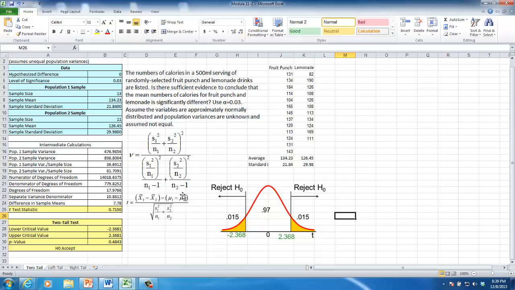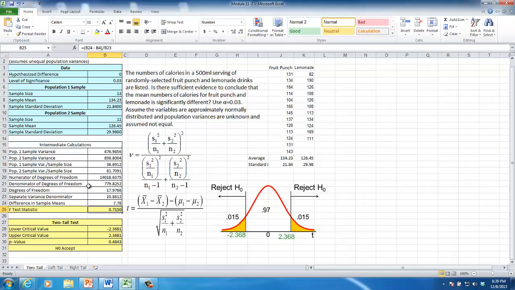So the next step, I need to find the t value based on this formula. Let me put the formula a little bigger. So mu1 minus mu2, don't worry about this. Most of the time, if it doesn't say in the problem, it is 0. So let's see this formula here.